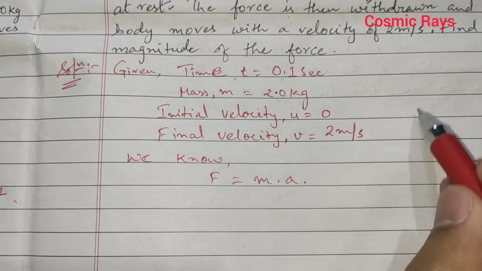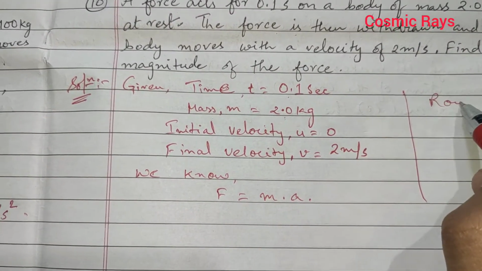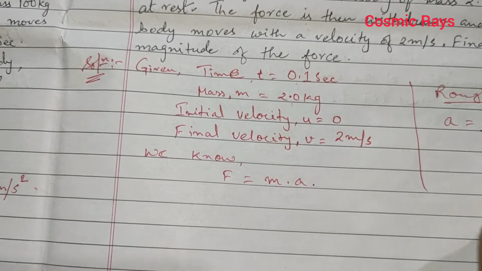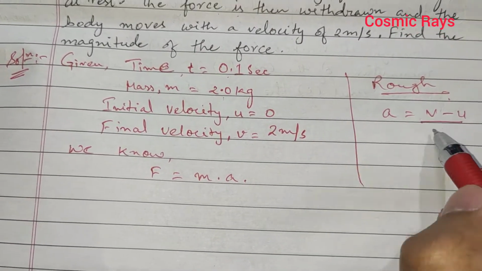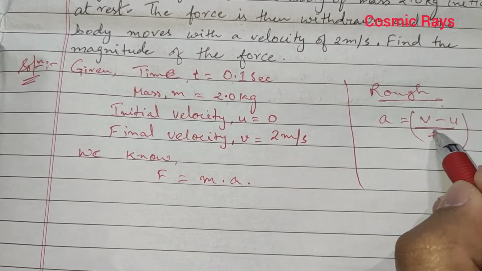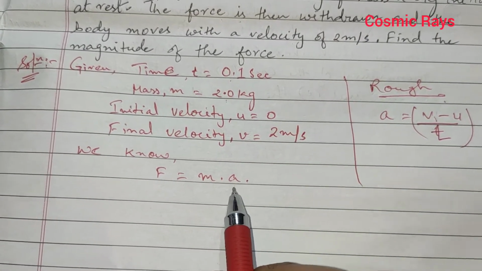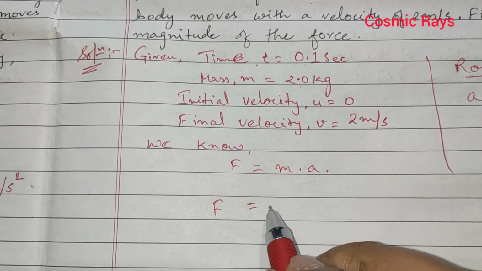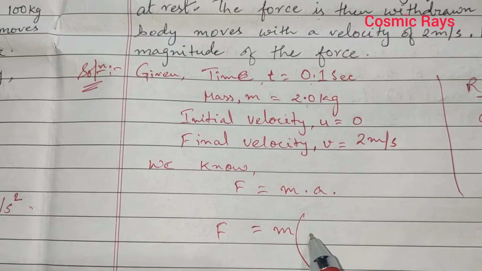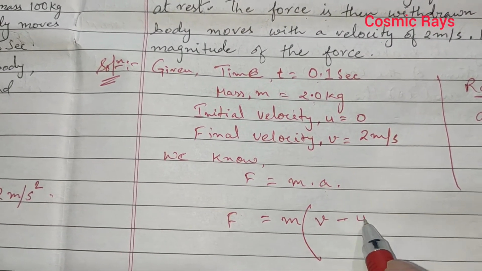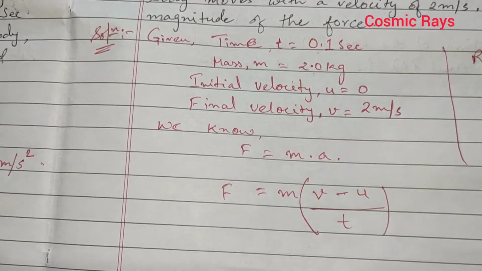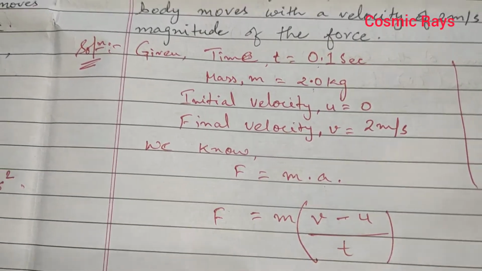We know that acceleration formula is final velocity minus initial velocity upon time taken. So this equation we will substitute in place of acceleration. So this equation looks like force is equal to mass multiplied by final velocity minus initial velocity upon time taken. So now we have all these values and we simply substitute it.